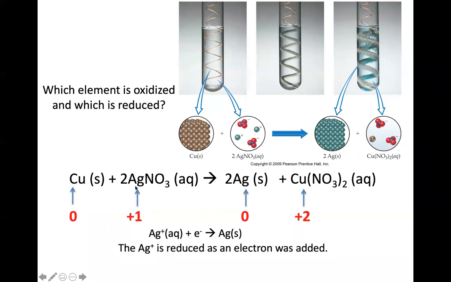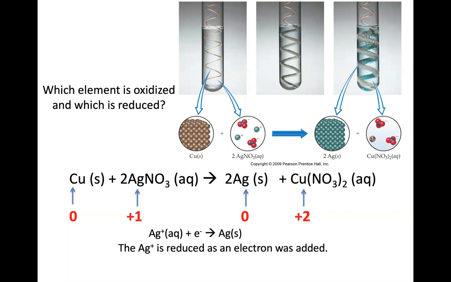In this case, I see that the silver is being reduced. I start with silver plus. I'm adding an electron and taking it from +1 to 0. The silver is reduced as an electron was being added to it. The silver plus is being reduced. The copper metal is being oxidized.